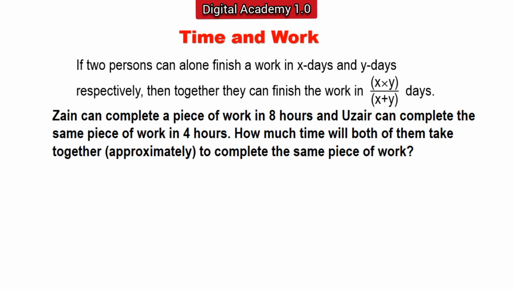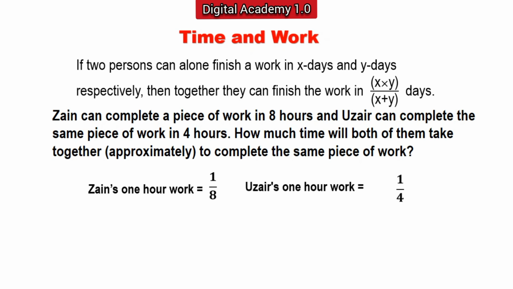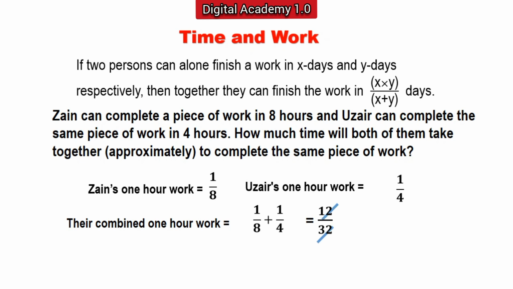Zain's 1 hour work equals 1 upon 8. Uzair's 1 hour work equals 1 upon 4. Their combined 1 hour work will be 1 upon 8 plus 1 upon 4. Take the LCM, we get 12 upon 32. Simplify. The final answer will be 3 by 8.